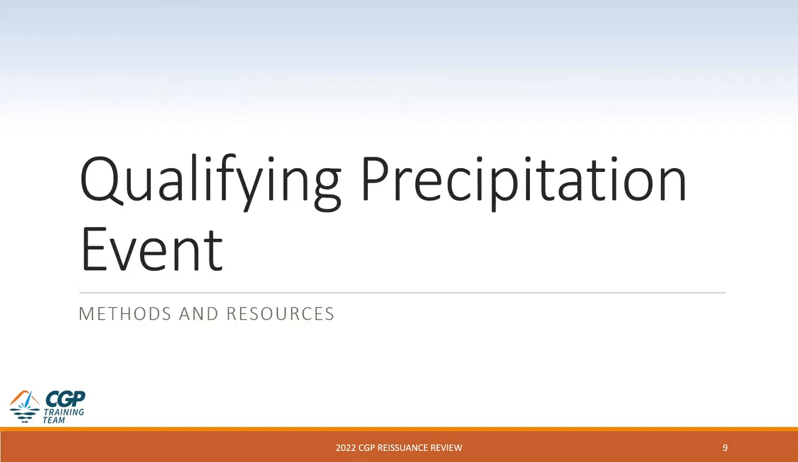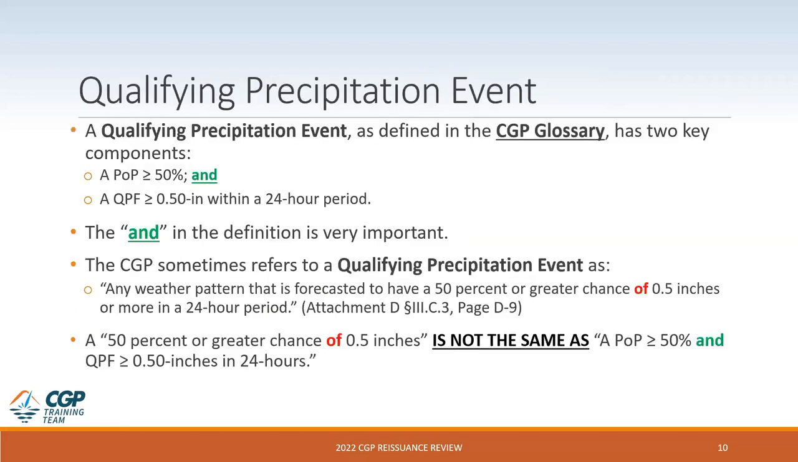Now, let's talk a little bit about the methods and resources available to you as a QSD and QSP to determine a qualifying precipitation event. Remember, a qualifying precipitation event as defined in the CGP glossary, has two key components: a probability of precipitation that's greater than or equal to 50%, and a QPF, or quantitative precipitation forecast, of 0.5 inches or more within a 24-hour period. The "and" in this definition is very important.